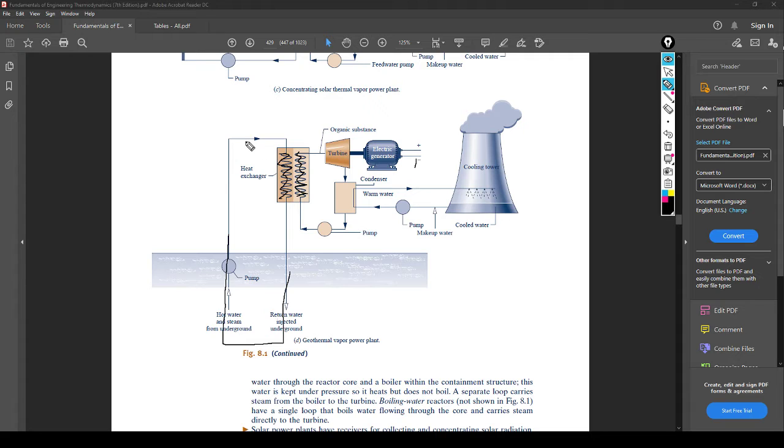So once again, instead of coal fire, instead of nuclear reactor, instead of solar power, it's just a fluid going down into the ground and coming back up really hot and then running in here once again. So same as before.